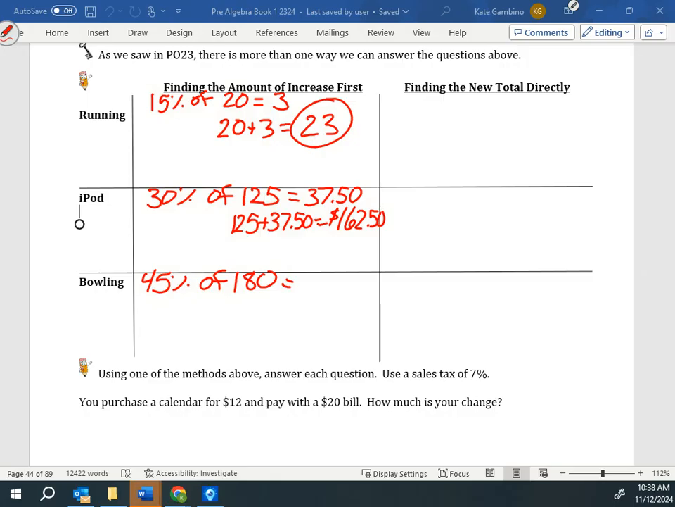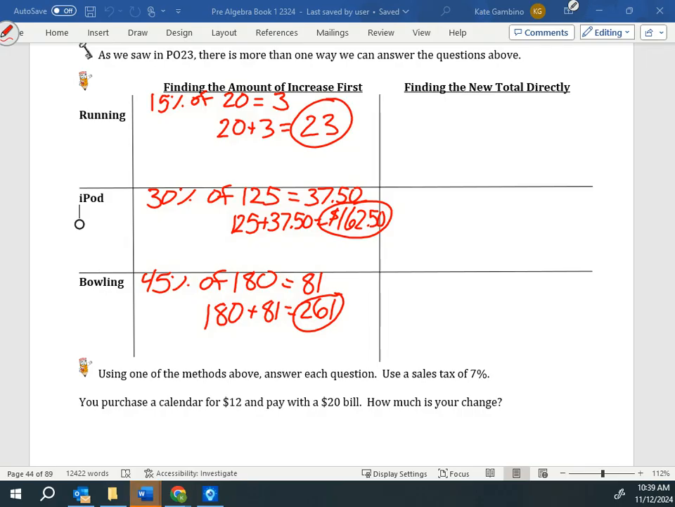How much do I want to increase it by? What is 45% of 180? Beckett? 81. What do I do next? Hadley? 180 plus 81 and I want my score to be 261.